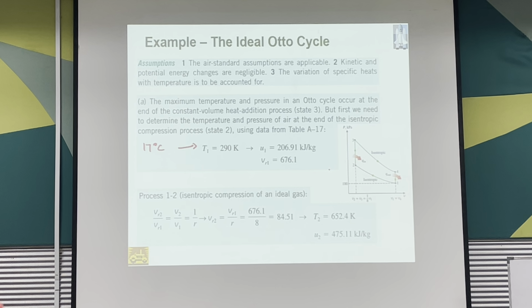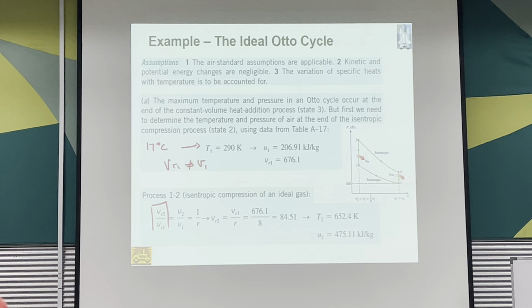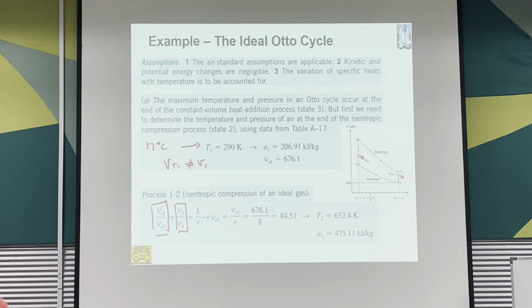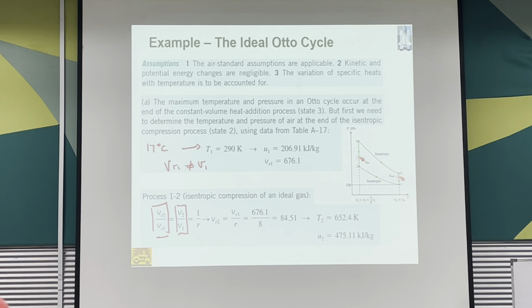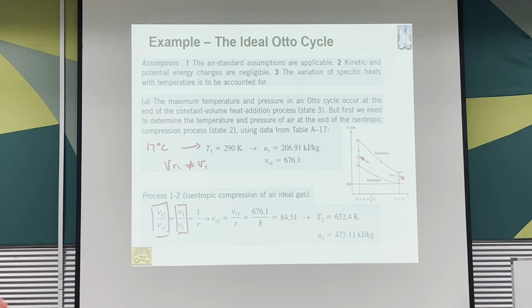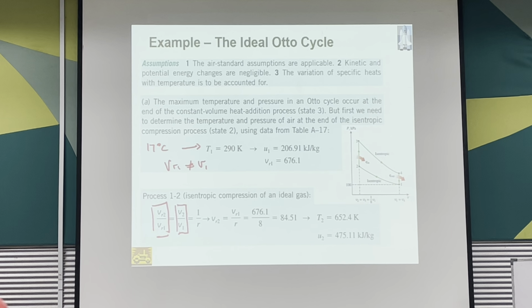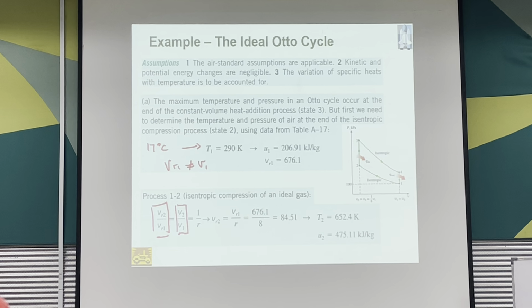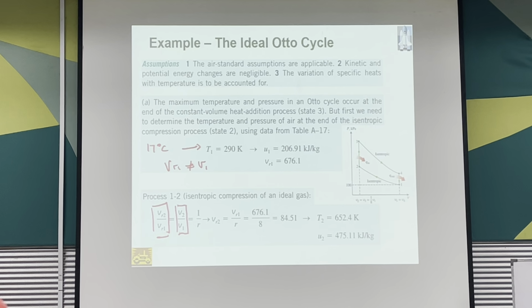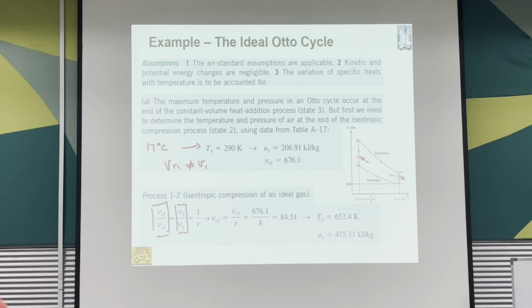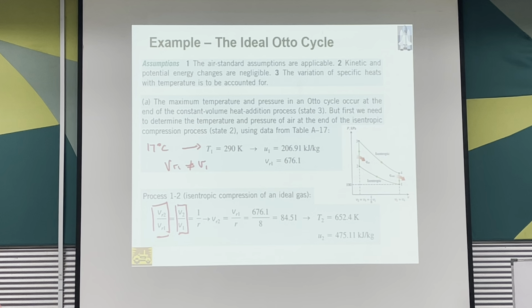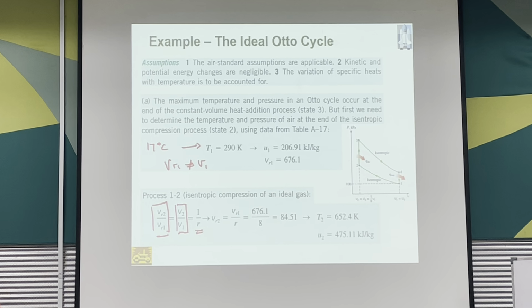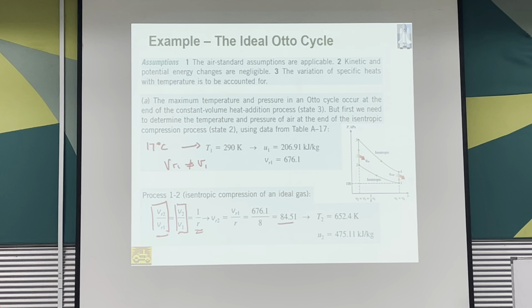How do we make use of this vr1? It is not the specific volume, it is the relative volume. Even though vr1 is not v1, we can say that their ratio is the same, just like what you did for the Carnot cycle. So v2 over v1 is 1 over r, because the compression ratio is 8 in this case. The compression ratio is the maximum volume over the minimum volume, meaning v1 over v2. Can you follow so far? From here, you can calculate the value for vr2.